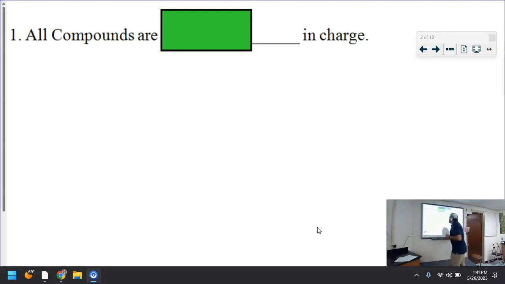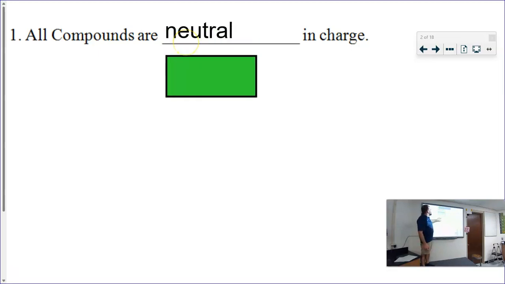So, all compounds are blank in charge. Now, what we're looking for there is neutral. We want all of the compounds that we create when we're doing formula writing and naming of compounds. Everything we're talking about has zero charge, meaning all of the positives and all of the negatives balance out.